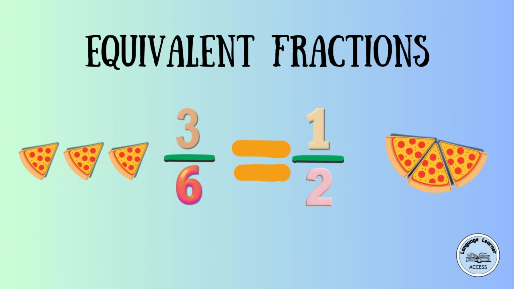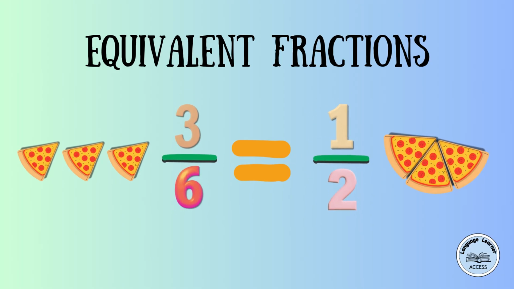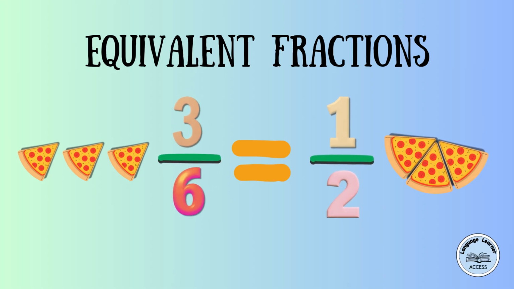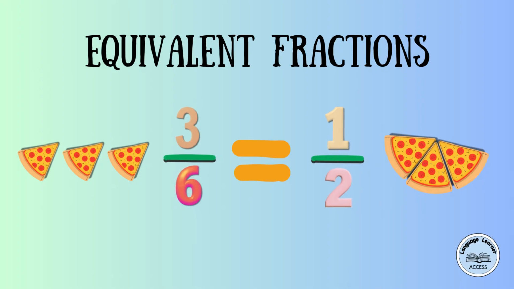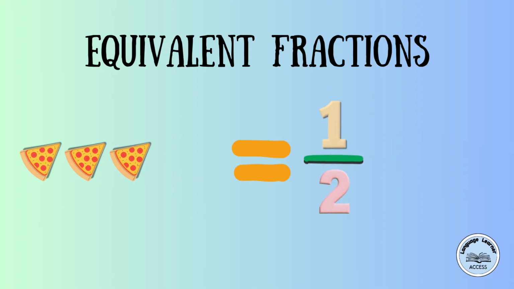These fractions look different, right? But they have the same value because 3 slices of pizza is the same as half a pizza. When fractions look different but have the same value, they are called equivalent fractions.